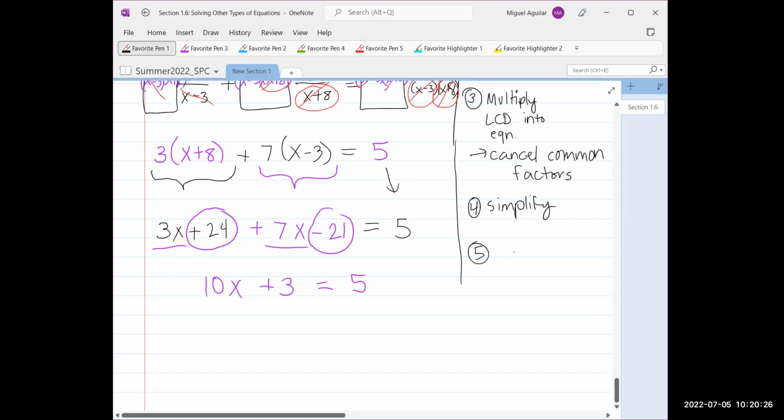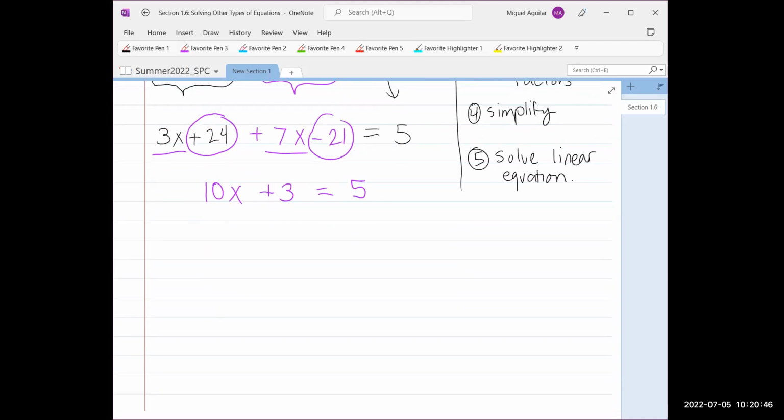A linear equation, right? Linear just has x, quadratic has x squared. We don't have an x squared, so this is a linear equation, and we just need to solve this linear equation now. Okay. So how do I solve this linear equation?